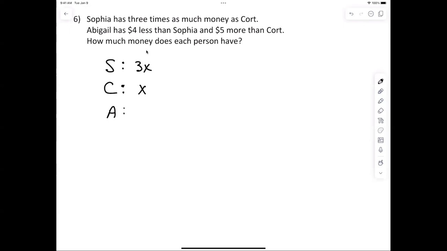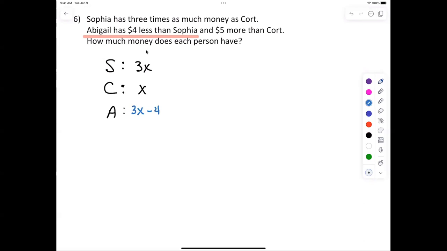Sophia has how much? 3x. Okay. Now we got some problems here. Hold up now. So Abigail has 4 less than Sophia. So Abigail would have how much? How much would Abigail have? 3x minus 4. Right, I agree with you. Abigail would have 3x minus 4.